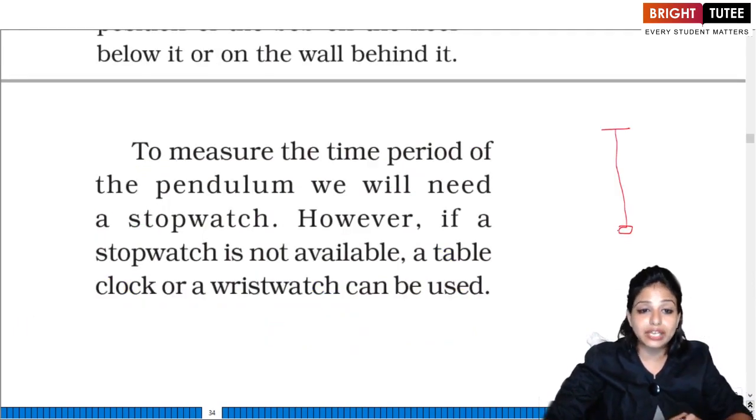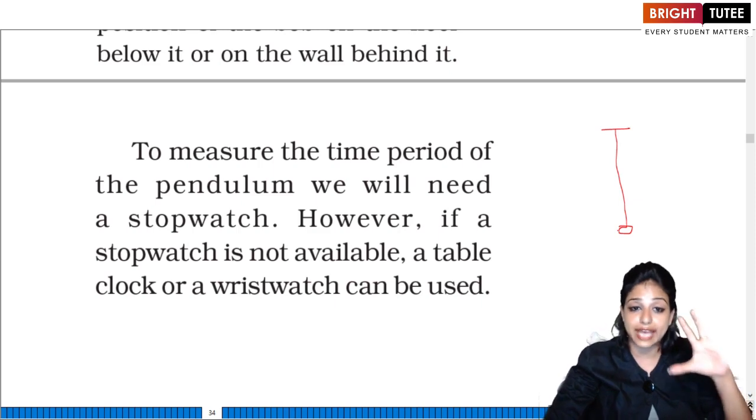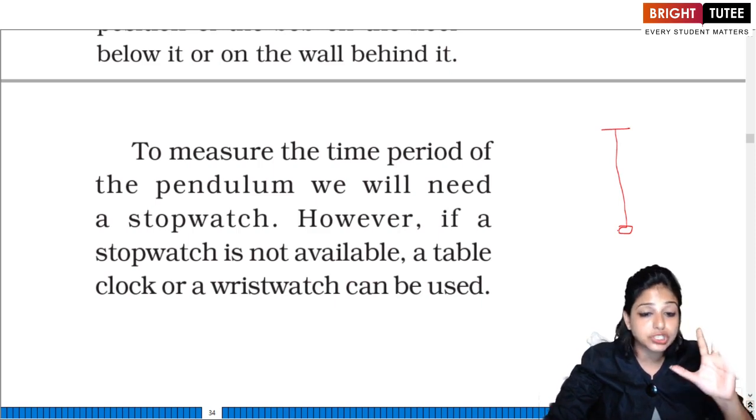So in this activity, let's see a simple pendulum as shown in the above figure, with a thread and a string of length 1 meter attached. You have to switch off all the fans nearby. Let the bob rest in its mean position.